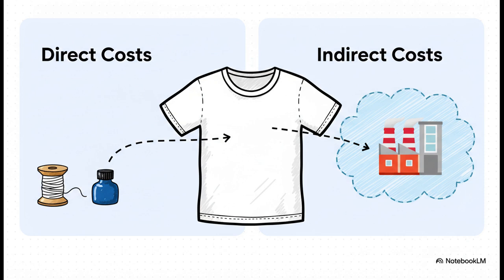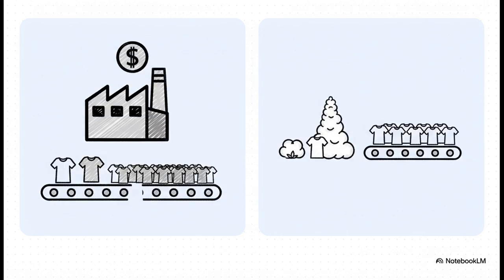But what about the rent for the workshop? You can't really trace a specific dollar of rent to a single shirt, can you? That's an indirect cost, what people usually call an overhead. And here's a tip. Mixing these two up is one of the fastest ways a new business gets its pricing totally wrong.